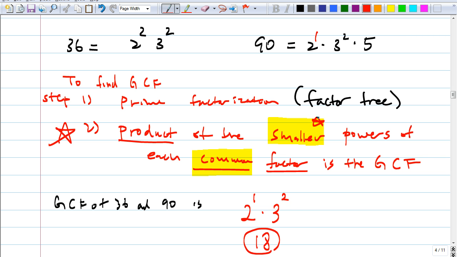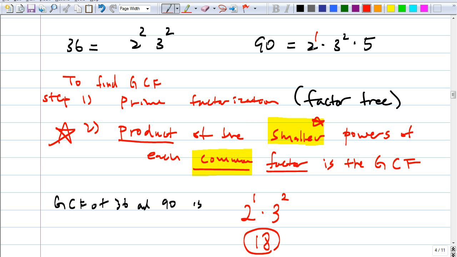But how is 3 to the second the smallest for 9? Look at just the smallest of 2 and 2. They're both the same, so we just choose 2. Will 3 to the second go into 90? Yes. Does 3 to the second go into 36? Yes. So if they're the same number, you have nothing to worry about. But if you have the same base and a different exponent, you choose the smaller one. Could I have chosen 2 to the second for 36? No, because if I chose 2 to the second, it will not go into 90. This only has one 2. Does that make sense? Do you guys understand what I'm talking about?